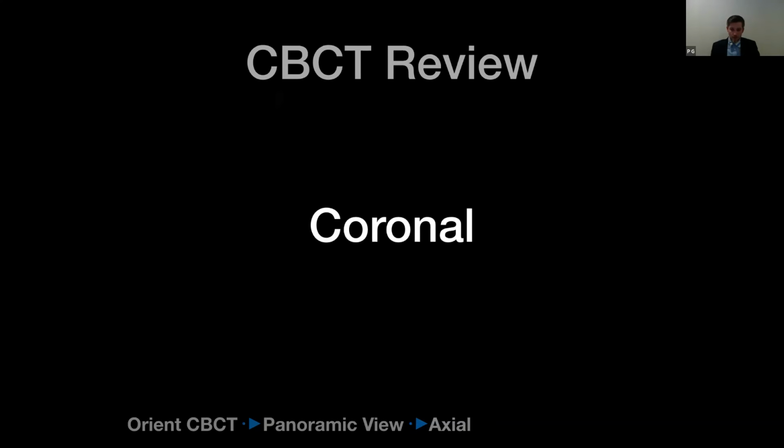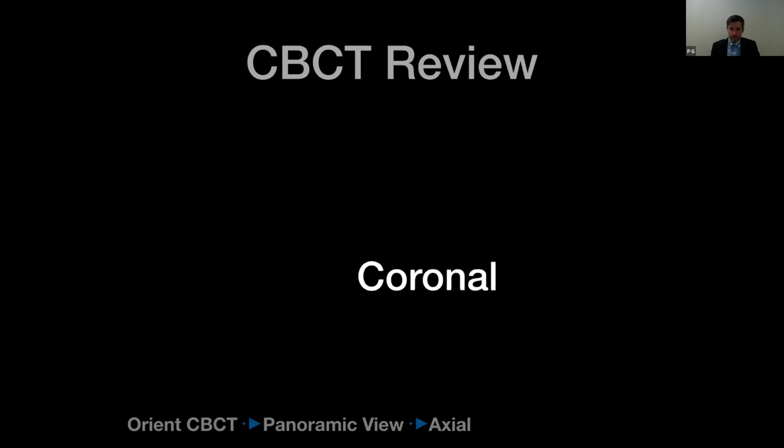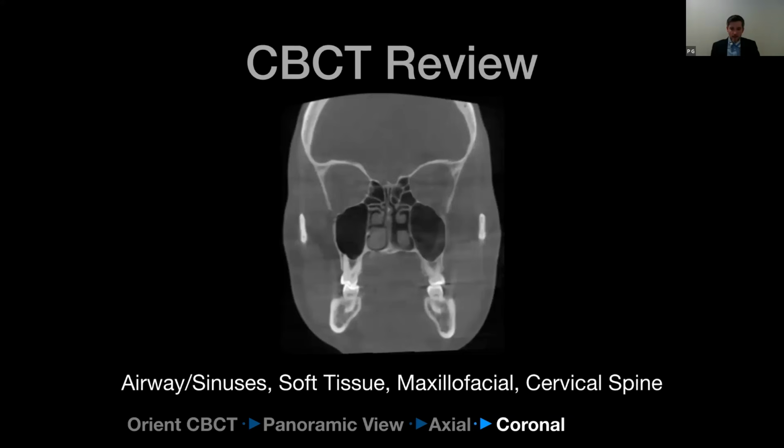And I look at those same structures in the coronal view on my second pass through. Again, this view, the coronal view, gives you a different perspective than the axial. So I like to look at, again, everything that is filled with air, the airway and sinuses. Then I look at soft tissue, then at the maxillofacial region, the bone, and then end with the spine.